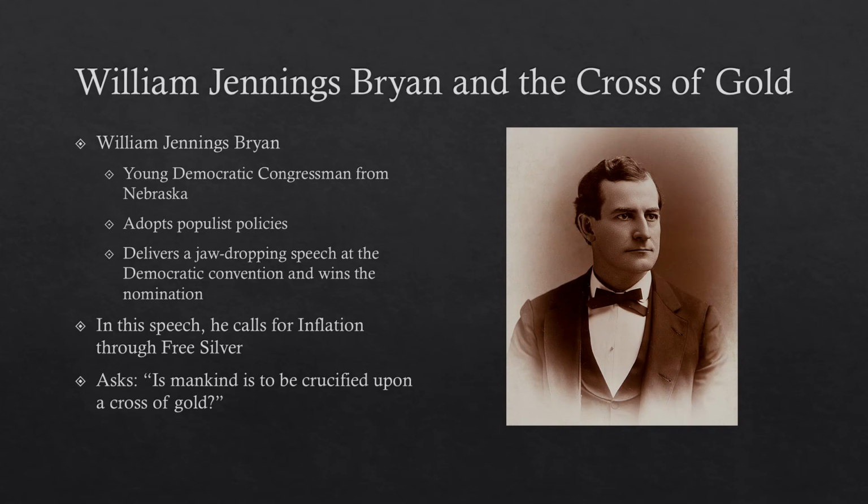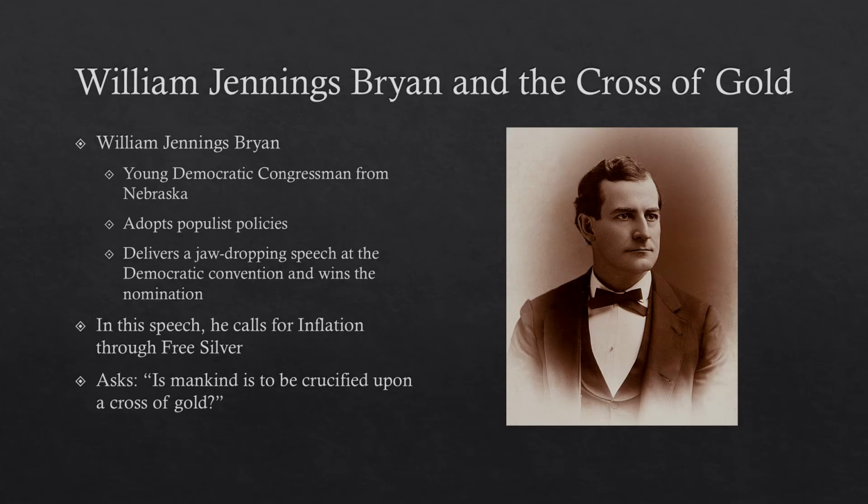And all of this culminates with the rise of a very powerful speaker and politician named William Jennings Bryan. And William Jennings Bryan, who you see there, was a young man when he rose to prominence. He was a Democratic congressman from the state of Nebraska, a big farming state. And even though he's a member of the Democratic Party, he adopts a number of populist policies. Most importantly, he adopts the idea of free silver.